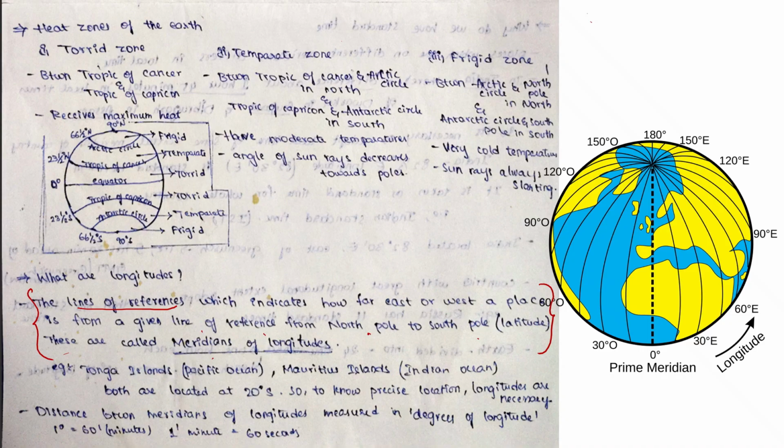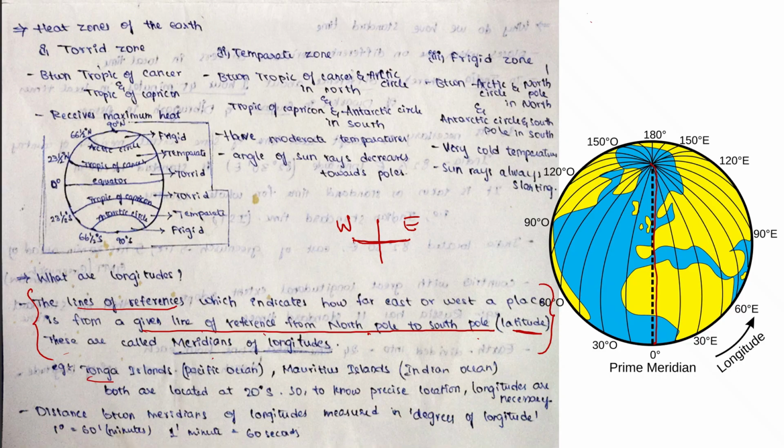The longitudes help us to know how far a place is from the equator to the east or to the west. From a given line of reference from North Pole to South Pole means nothing but a latitude. It means from a latitude, if you want to know where a place is located to the east or west, they are represented by the longitudes.